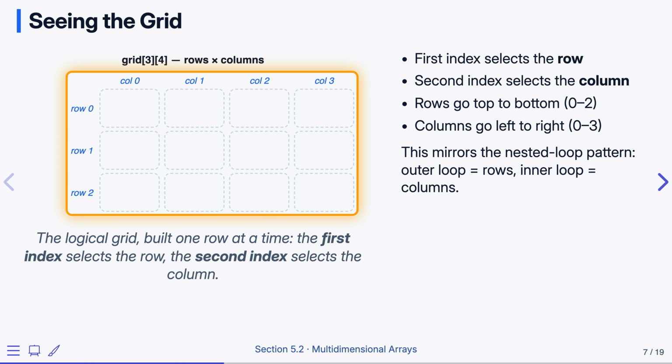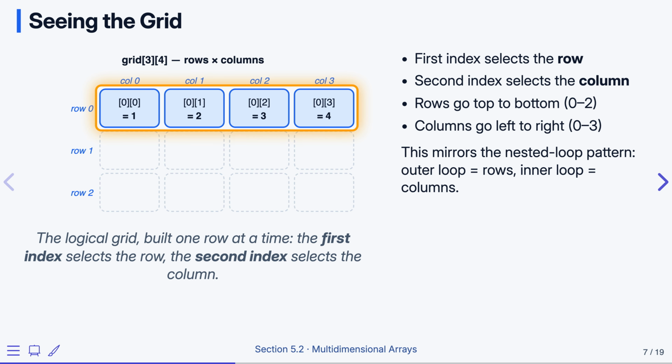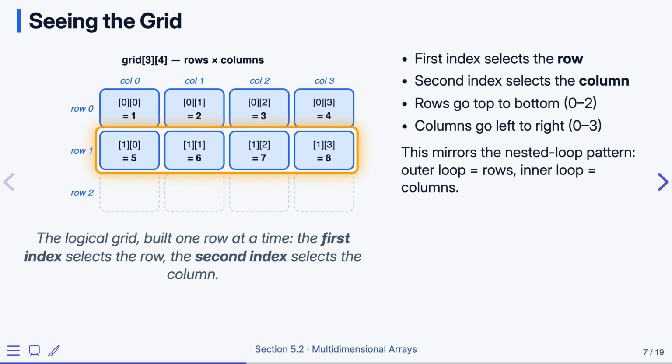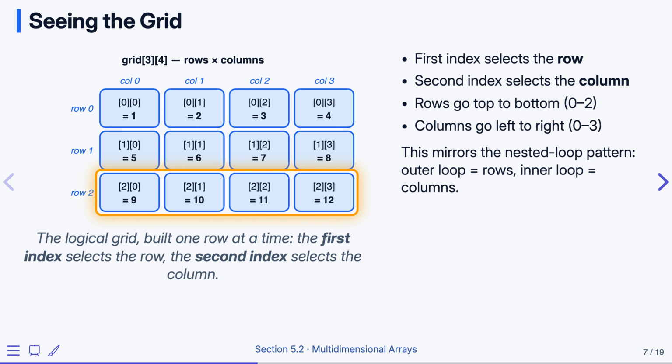This is the logical grid. Columns go left to right, 0, 1, 2, 3. Rows go top to bottom, 0, 1, 2. We will build it one row at a time. Row 0, 4 cells. Grid 00 is 1, grid 01 is 2, grid 02 is 3, grid 03 is 4. Row 1 right below it. Grid 10 is 5, up to grid 13 is 8. Row 2. Grid 20 is 9, up to grid 23 is 12. The first index picks the row. The second index picks the column.